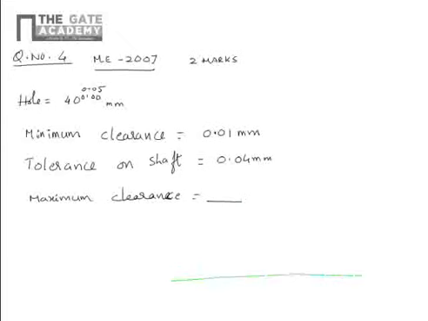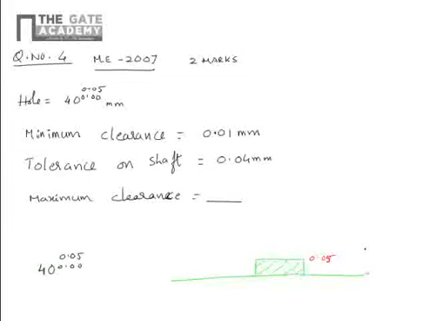So he has mentioned it is clearance fit. If you look at the hole dimensions, the lower limit is 0.00. So he has mentioned 40, 0.05 and 0.00. So lower limit is 0, that means it is basic hole. This value is 0.05. So this is called tolerance as well.